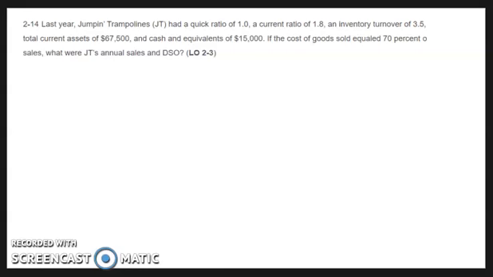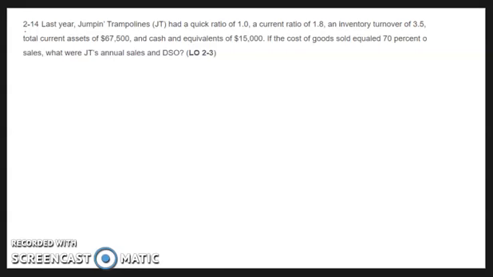Okay, this is chapter 2, problem 14 from CFIN7. Of the non-homework problems, this is probably the most difficult or most involved problem that we have here. So bear with me and we'll work through it.